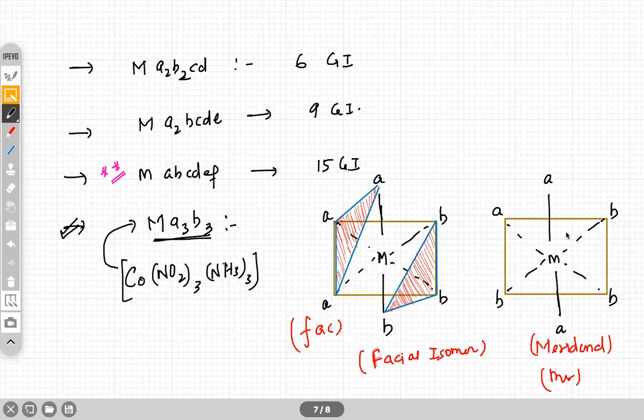So here you see the two A's, one of the A's is present at 90 degrees from the other A ligand and 180 degrees from the other A ligand. This is present at 90 as well as 180, and the same thing we have for B also. 180 with respect to this, 90 with respect to this. So basically, if you interchange the position here, you'll get meridional.